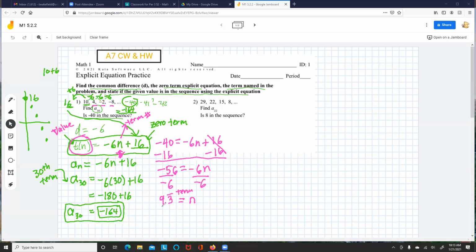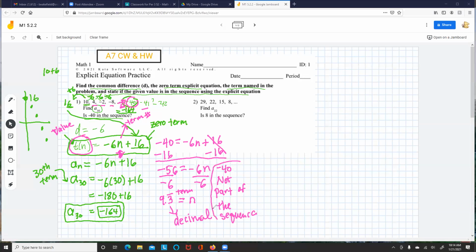So can you have a 9.3 term? Like if I asked you, what's the 9.3rd term? It means that the ninth term is probably going to be like negative 39, and then the next term is going to be 6 more than that. But negative 40 is not part of the sequence because we got a decimal. If you get a decimal answer when you plug in a number on the left-hand side, then it means that negative 40, we're going to write that down, is not part of the sequence. I'm just trying to conserve paper.